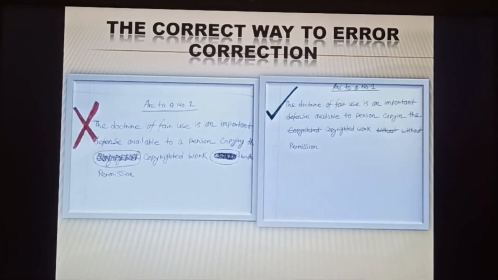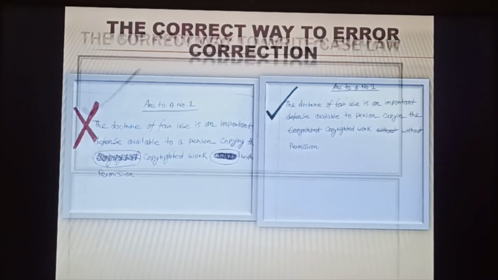Now, the correct way of error correction. The left side has been done wrongly. Don't make cut marks or any other marks when you are wrong or when the spelling is wrong. But when you have made a silly mistake, always draw a straight line to cut it. The right picture is shown on the right side of the slide.